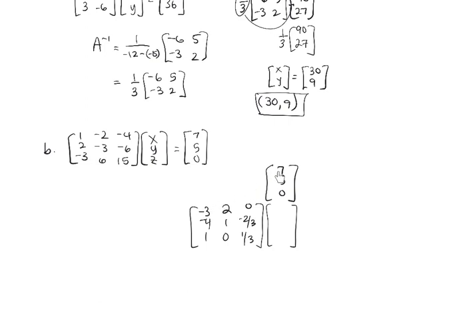So negative 3 times 7 is negative 21, plus 10, that's negative 11. Here we have negative 28 plus 5 plus 0, so that's negative 23. And here we have 7 plus 0 plus 0, that's 7.